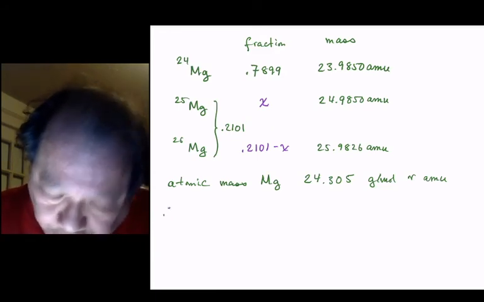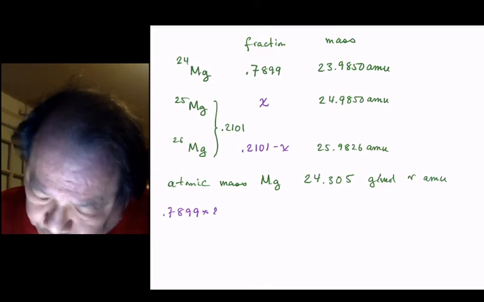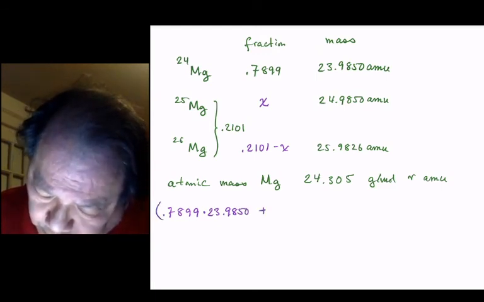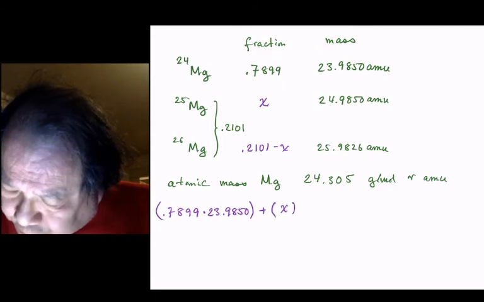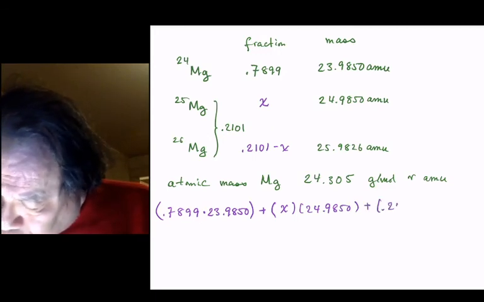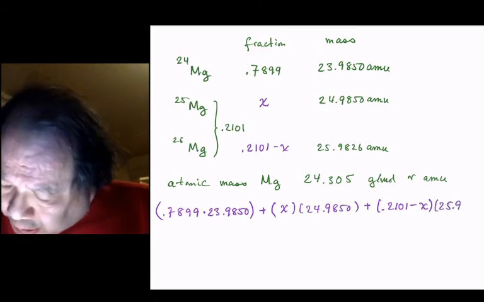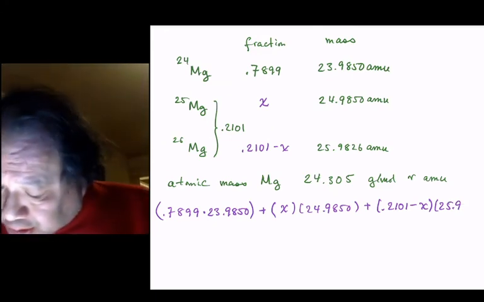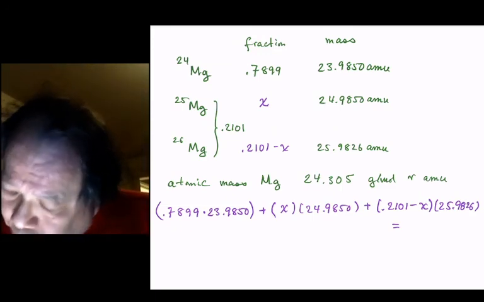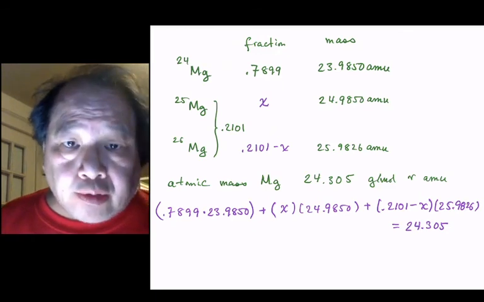So 0.7899 times, I shouldn't use an x, that'll be confusing, times 23.9850 plus x times 24.9850 plus the third fraction is 0.2101 minus x times 25.9826. And that whole thing, this is the weighted average, must be the atomic mass of magnesium, which you can get from the periodic table. And that's 24.305.